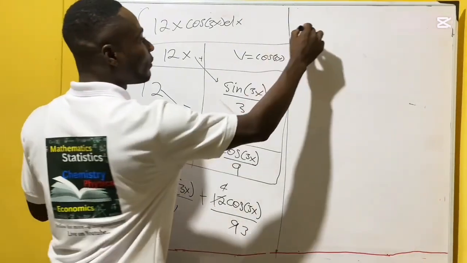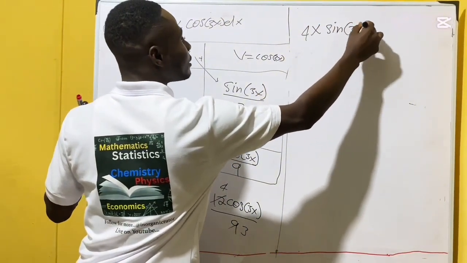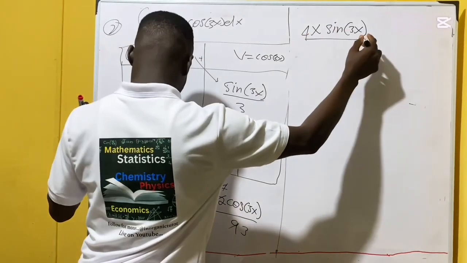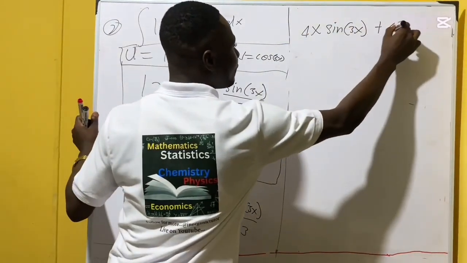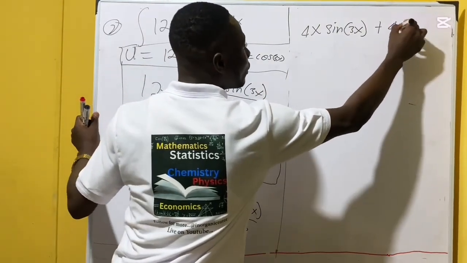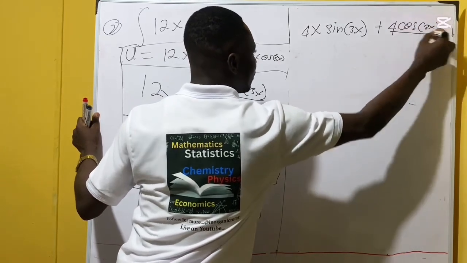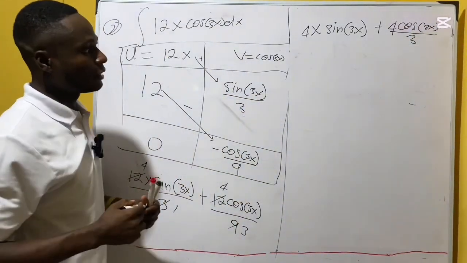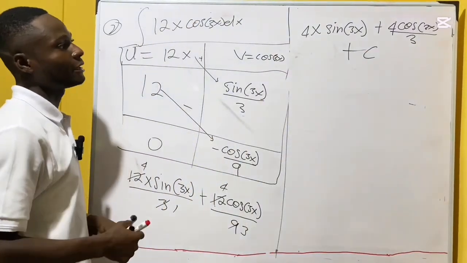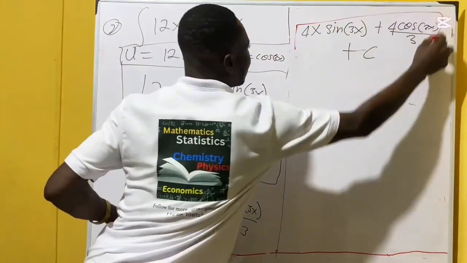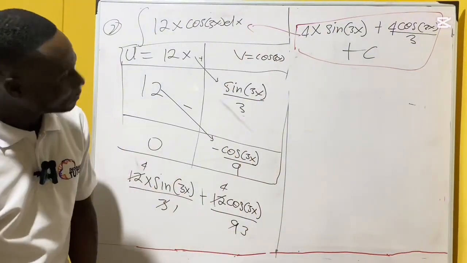So we have 4x sine 3x, plus 4 cos 3x all on 3, right? Plus our constant of integration, right? And this becomes the final solution to this second problem, right?